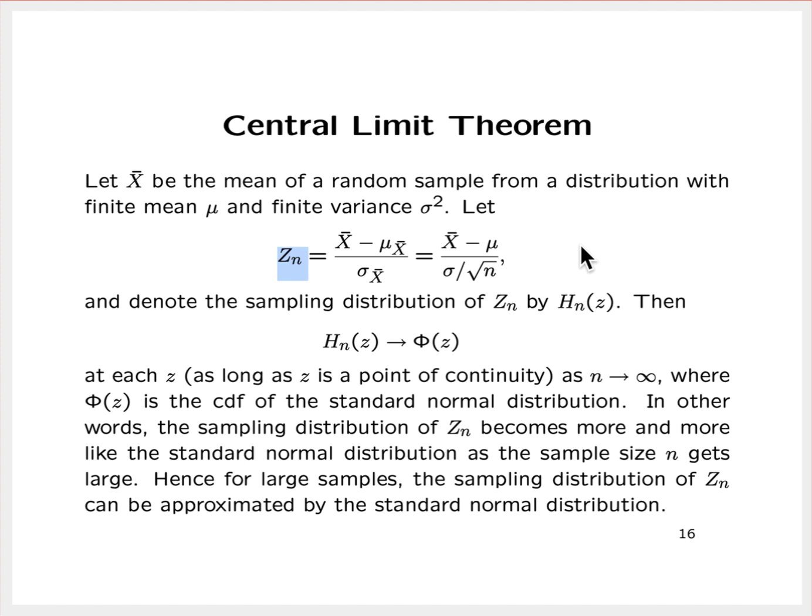So this is a random variable. It has a probability distribution. That probability distribution is called its sampling distribution. And so let's denote the sampling distribution of z sub n by, let's say, h sub n.